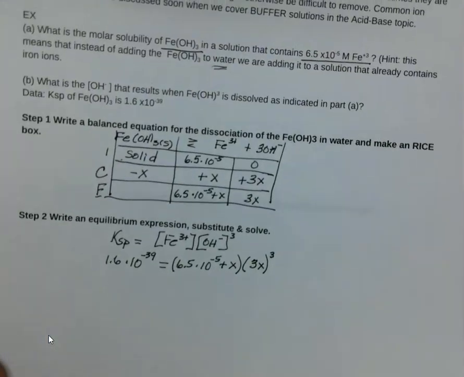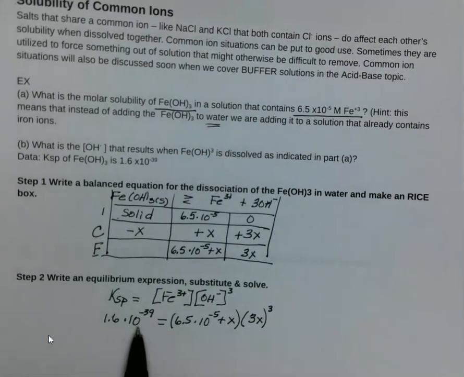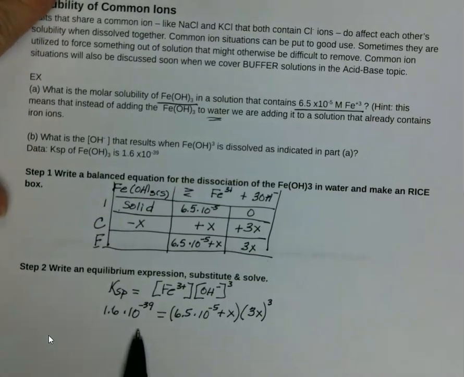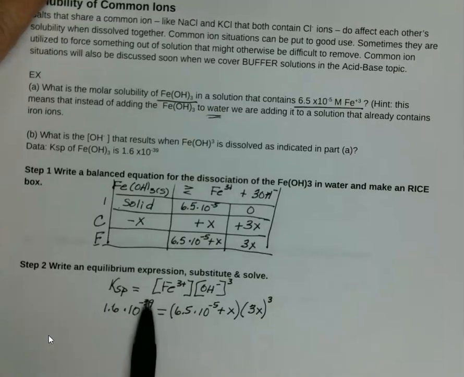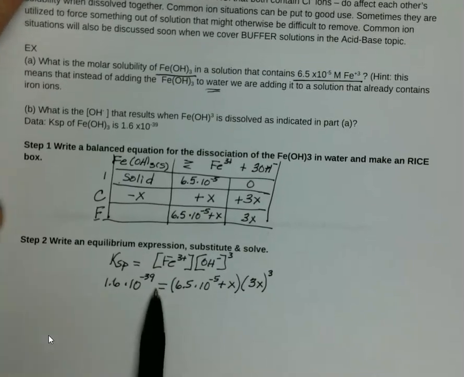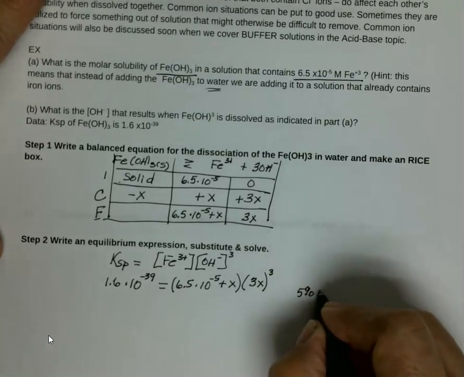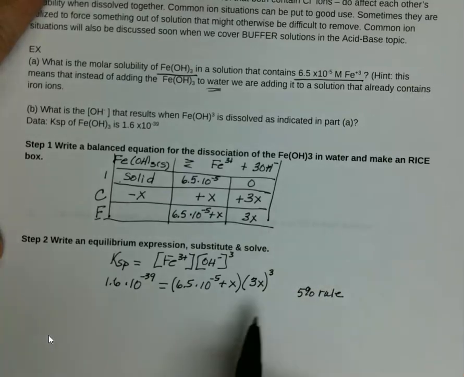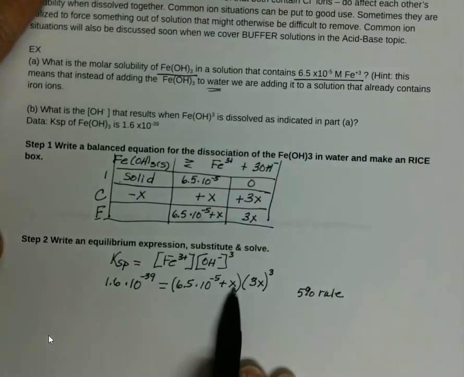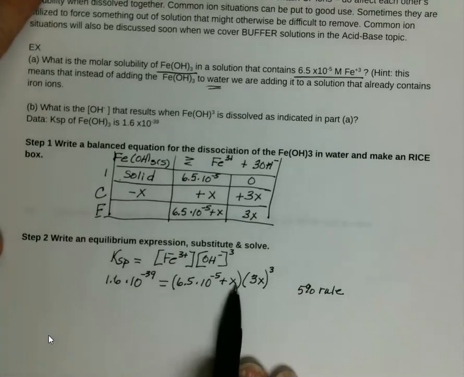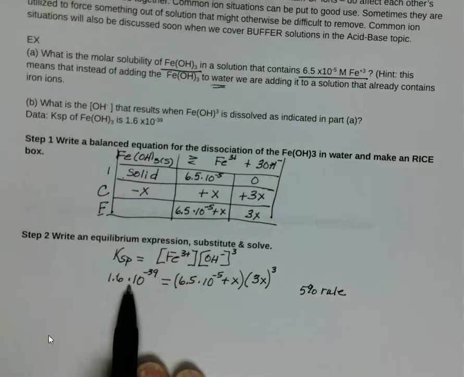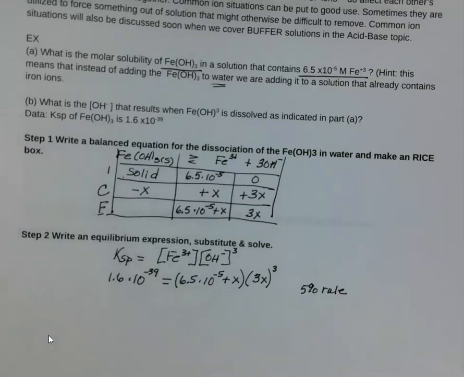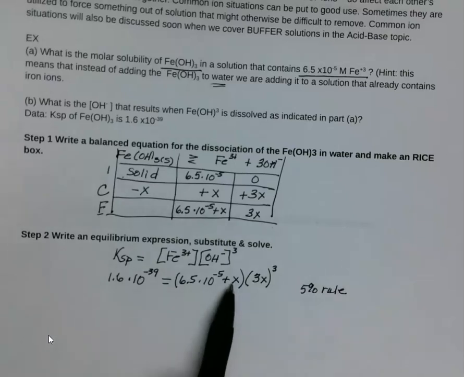And in our problem, look at our Ksp. It is very, very small compared to that 10 to the negative 5. Okay? So definitely we can use the approximation. So what we're going to do here is use the 5% rule. And what that allows you to do is it's saying that basically this x value that you are computing is so small to get this to be this over here that we could ignore it. Okay? And so what we're actually going to do is ignore the x here. Okay?